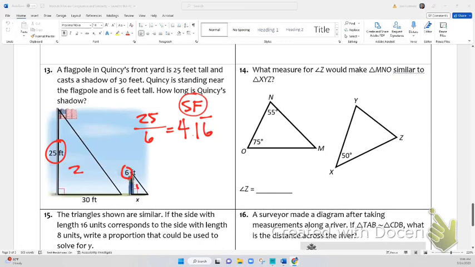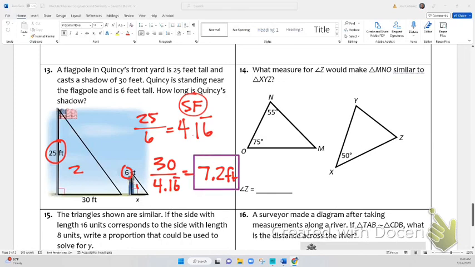So all I do now, very simple, is I take the 30, because that's the shadow of the flagpole, and I'm trying to figure out the shadow of the person. So I wouldn't multiply by 4.16, because if you multiply, you're going to get a big number, like 120 something, right? So in this case, I'm going to simply divide by 4.166666, and the answer that I get here is going to be 7.2, and because it is in feet, I've got to make sure I write feet. So my answer for this one is 7.2 feet.